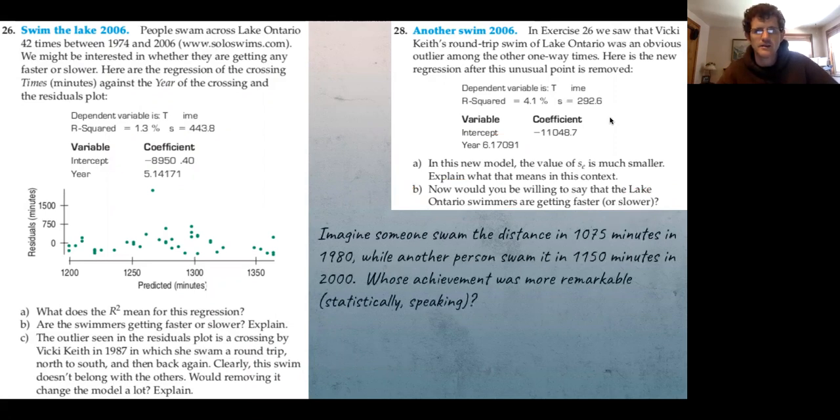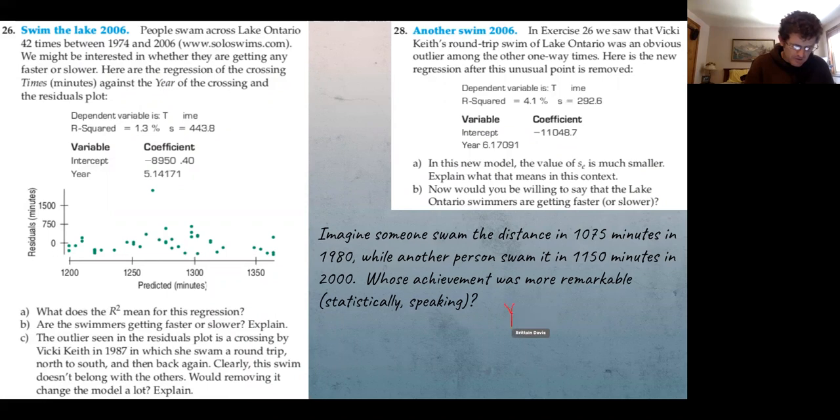Okay, I forgot about this. I added this question. So if someone swam the distance in 1,075 minutes in 1980 and another person swam it in 1,150 minutes in 2000, whose achievement was more remarkable, statistically speaking? Okay. So what we've got here is we've got two trend lines. No, we've got one regression equation.